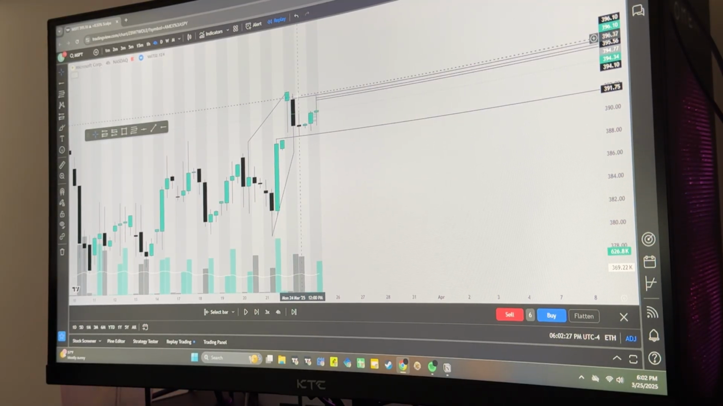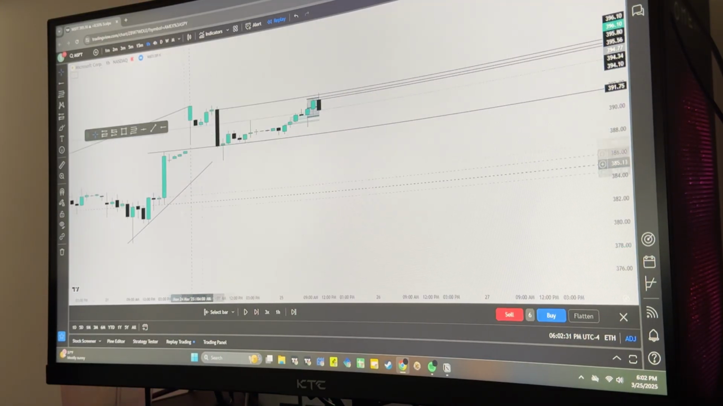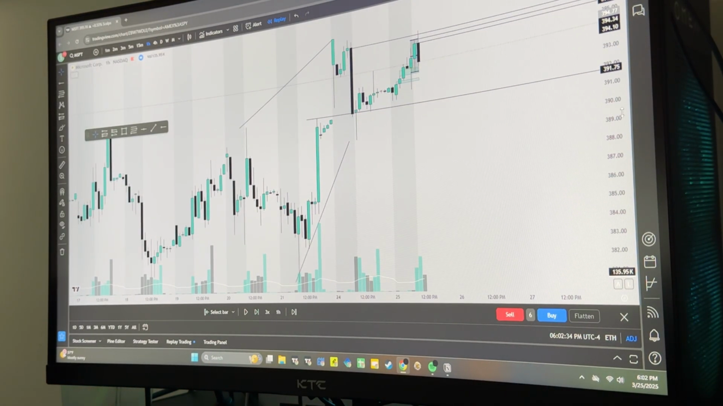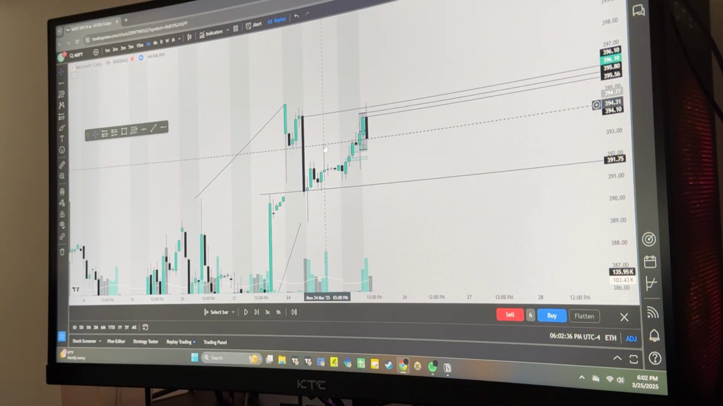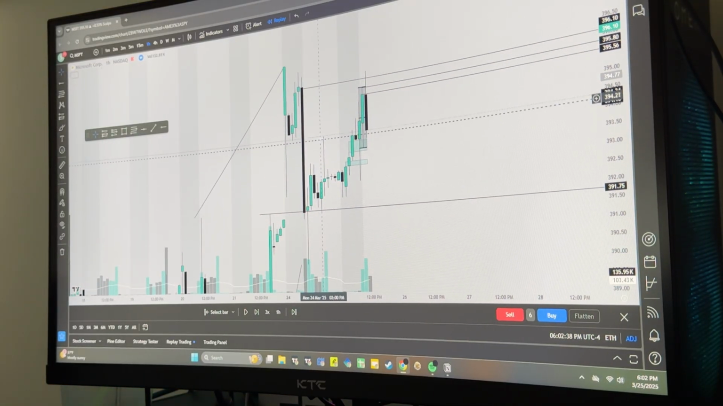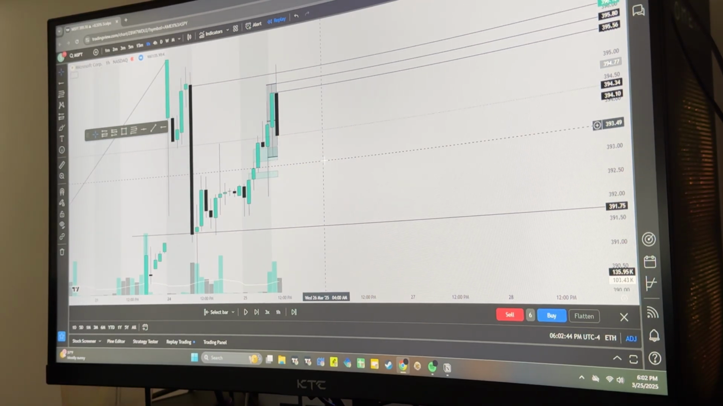We gapped up, closed up here, filled the gap, held above. That's a break. 4 hour bullish, right? I like to see both time frames, the 4 hour and 1 hour, align. 1 hour is also bullish. In this case, we have a break of structure. We're making higher lows, right? Higher swing lows, as well as higher highs. So we're bullish on the 1 hour.